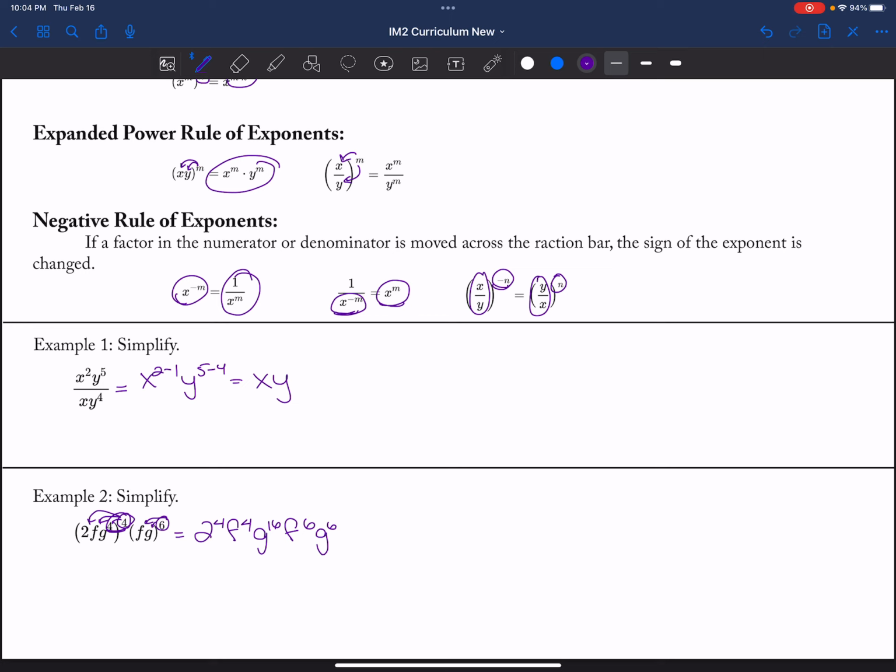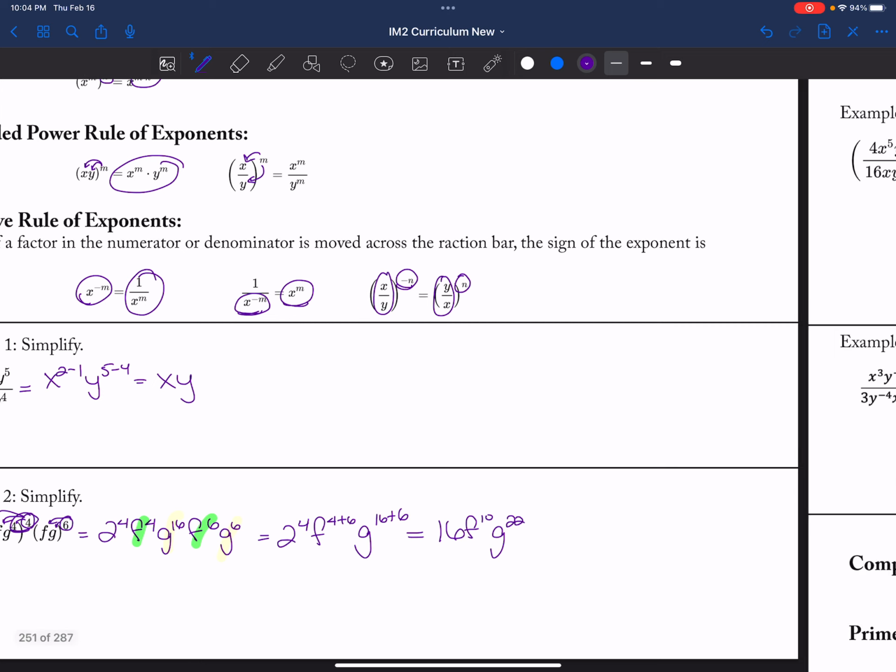And then rules of exponents tell me that I would add those two exponents together, and then I would add these two exponents together. So this gives me 2 to the 4th, f to the 4 plus 6, and g to the 16 plus 6. 2 to the 4th is 16. So this is 16, f to the 10th, and g to the 22nd.